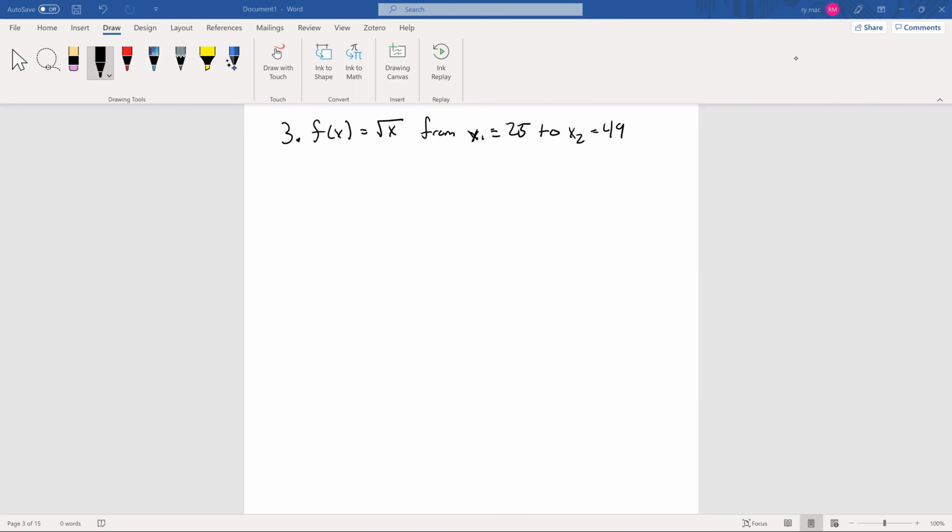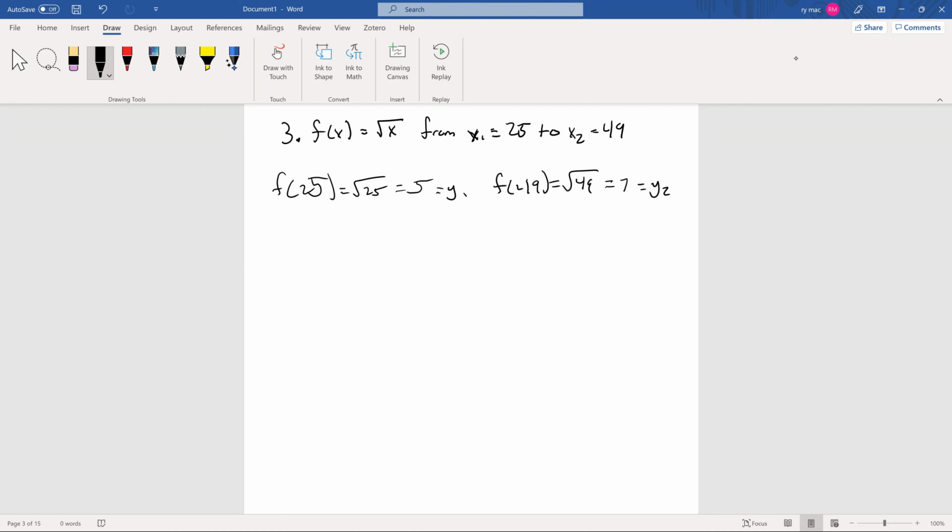All right, for number 3, it says find the average rate of change of the function f of x is equal to the square root of x from x1 is equal to 25 to x2 is equal to 49. So the first step for this equation is finding your y1 and your y2. So plugging in f of 25, it'll be the square root of 25, which is equal to 5. And that is my y1. Then I'll plug in 49. The square root of 49 is equal to 7. And that is my y2.